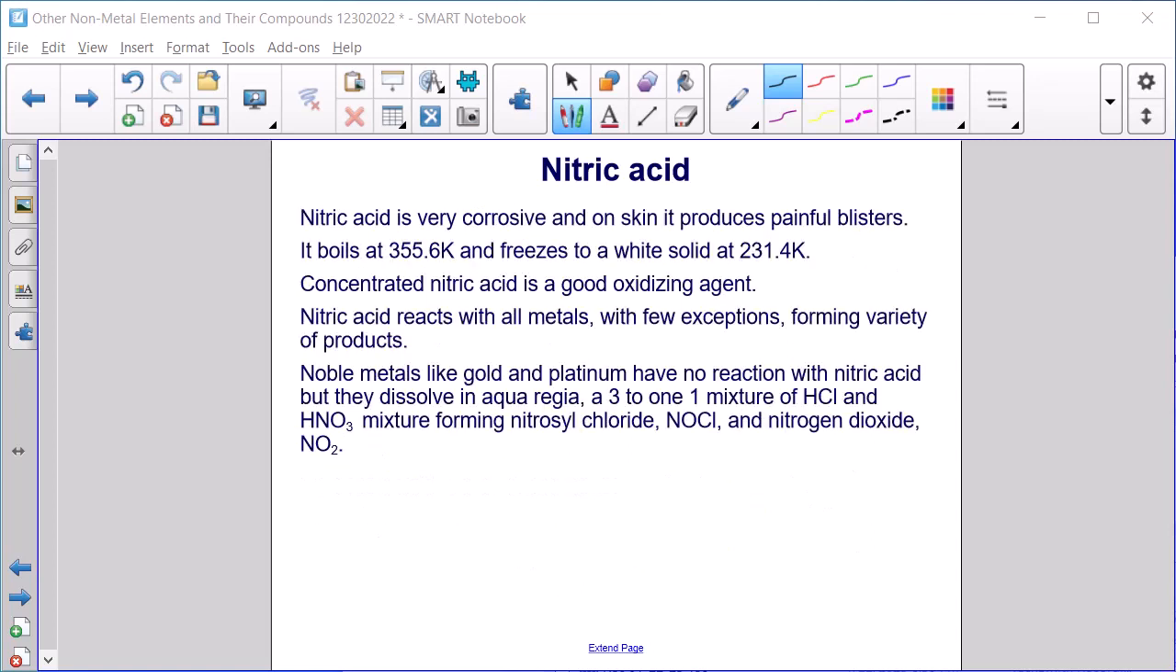Nitric acid is very corrosive, and on skin it produces painful blisters. It boils at 355.6 Kelvin and freezes to a white solid at 231.4 Kelvin. Concentrated nitric acid is a good oxidizing agent. Nitric acid reacts with all metals with few exceptions, forming a variety of products. Noble metals like gold and platinum have no reaction with nitric acid, but they dissolve in aqua regia, a 3-to-1 mixture of HCl and HNO3, forming nitrosyl chloride and nitrogen dioxide, NO2.